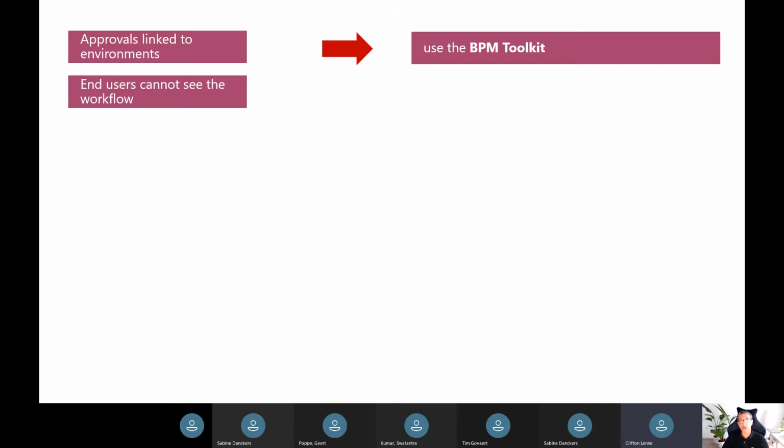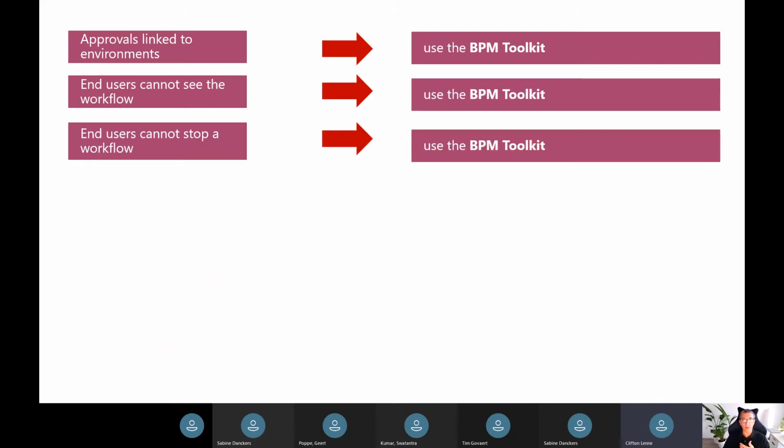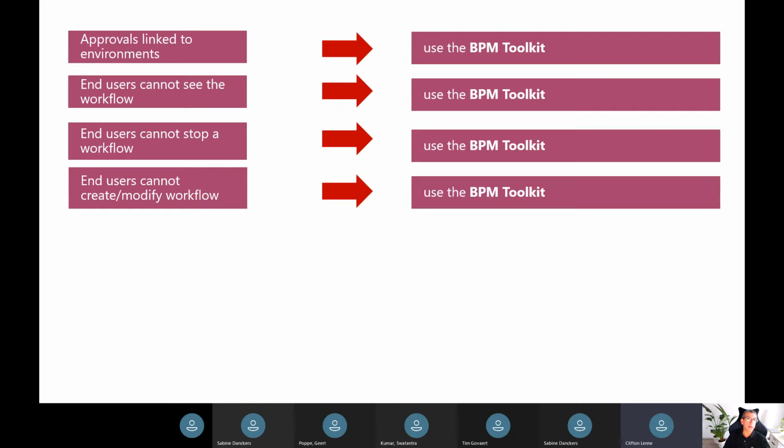Also, an issue is that end users don't see the workflow. They don't see where they are in the business process. Okay, so I mean, they expect that, right? And that's what I put in the BPM Toolkit again. End users, people who start a workflow, should be able to stop the workflow. We cannot do that. The business should be able to create workflows. Okay, so if you have a complex workflow, the business cannot really change the workflow. So I've put that in the BPM Toolkit.